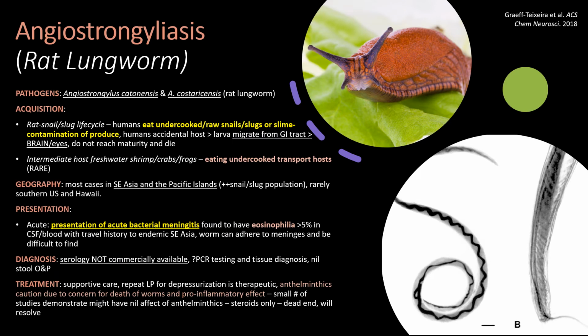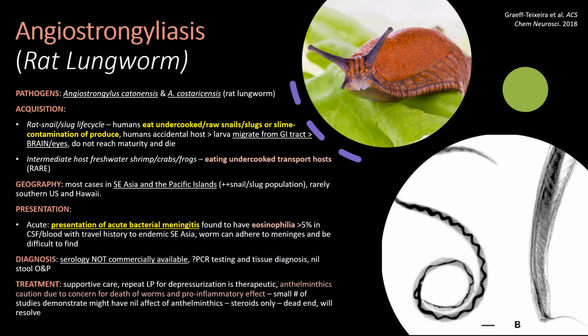Our last roundworm via this route is Angiostrongylus cantonensis, also known as the rat lungworm, since it is usually passed back and forth between rats and snails or slugs. Humans would be accidental hosts if they eat undercooked snails or slugs, or eat produce that is contaminated by their slime. Rarely, eating intermediate hosts, i.e. fish, shrimp, or frogs which eat the snails, could theoretically cause this disease.